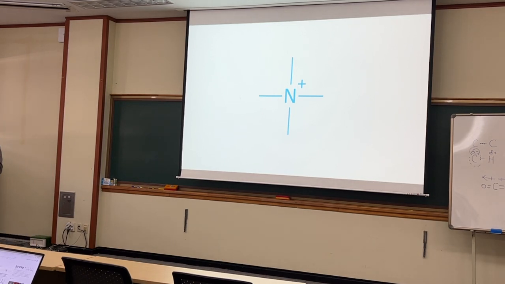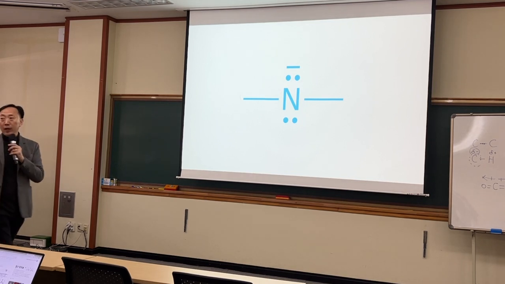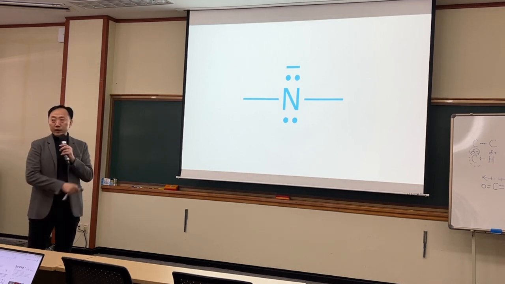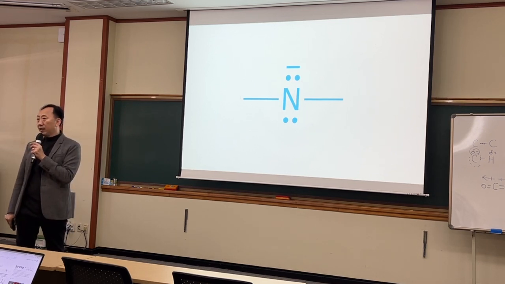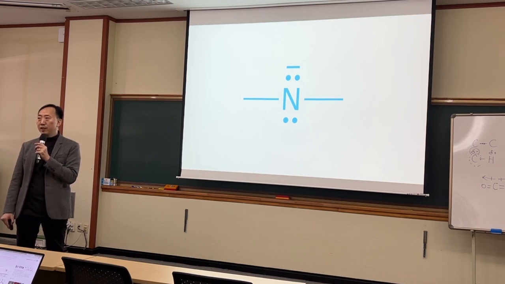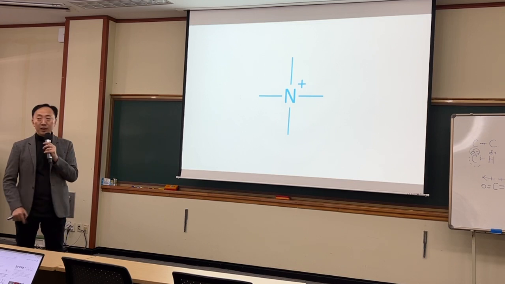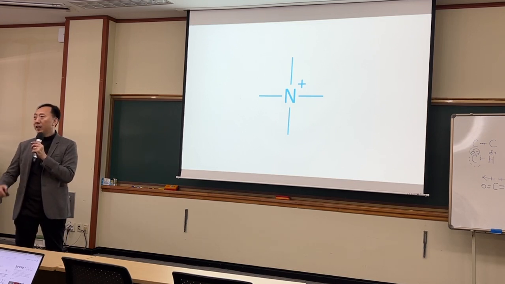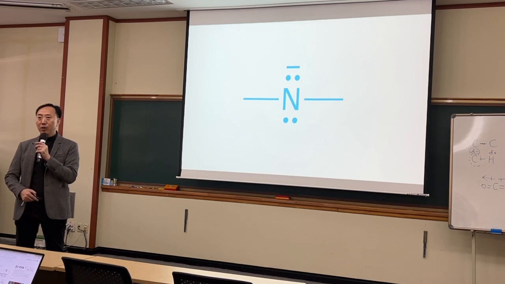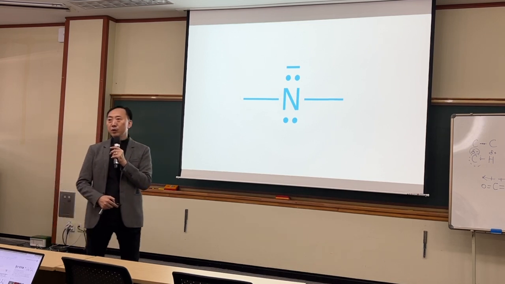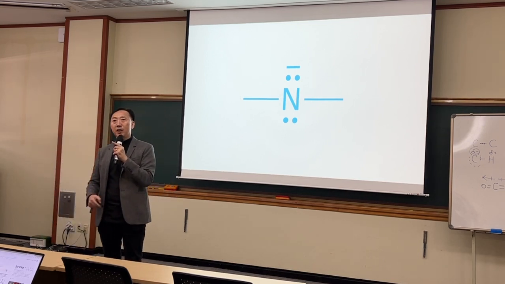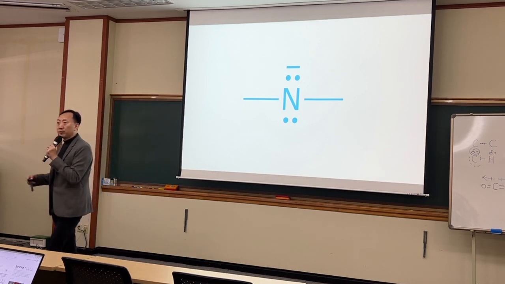Opposite way, give up one bond but take one more electron, then this is N minus. Original one is amine. This positive one we call ammonium, and this negative one, anybody knows how to call? Anybody knows? Very funny. This is called as amide. Amide is actually we use for a different term too. Peptide bond is amide bond, but this one is also called as amide, N minus.